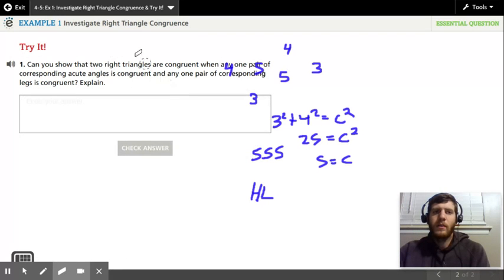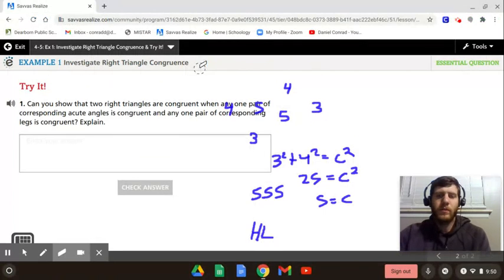Actually, let's refresh instead of erase. I really wish there was a clear button.